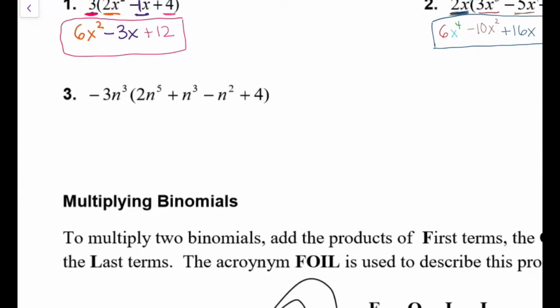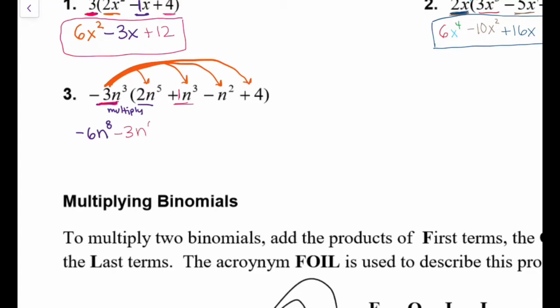On number 3, we're going to take negative 3n cubed and distribute it to each piece inside the parentheses. It needs to go to every single piece in there. There's 4 things. Negative 3n cubed, we're going to times that by 2n to the 5th. We multiply those first two numbers together to get negative 6, and it's going to be n to the 8th because we take n to the 3rd times n to the 5th. We add the exponents to give us n to the 8th.